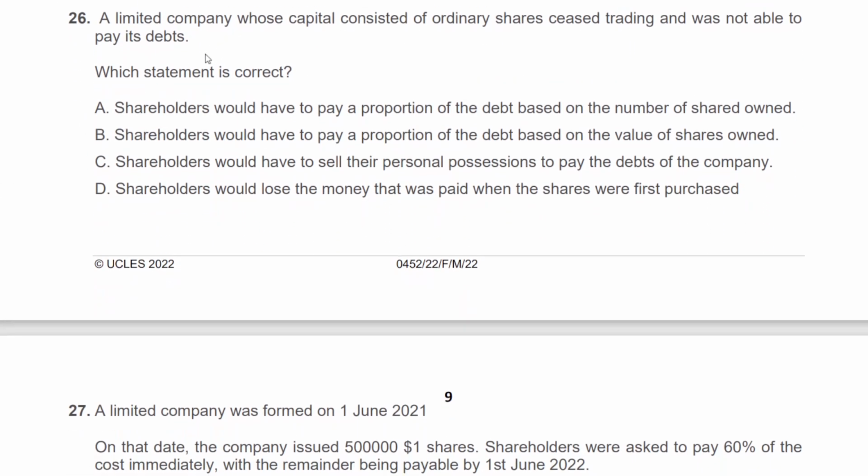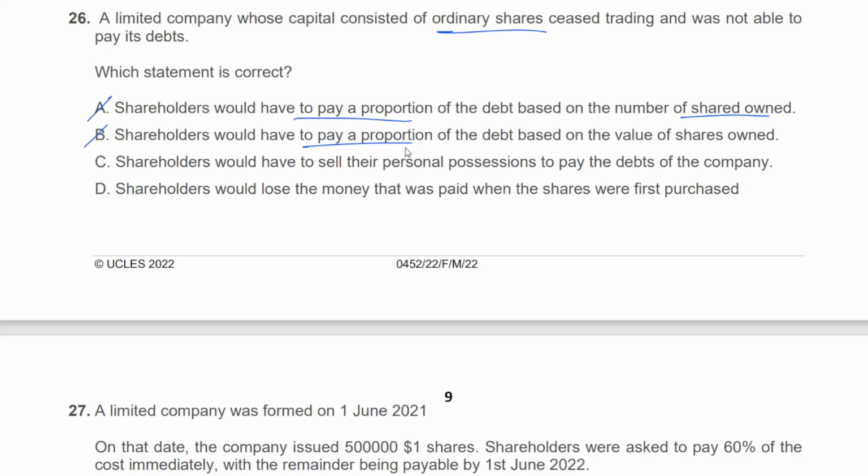Number 26. A limited company whose capital consisted of ordinary shares ceased trading and was not able to pay its debts. Which statement is correct? Shareholders would have to pay a proportion of debt based on the number of shares owned. What do you think? Definitely not, because it's a business where you have limited liability. That means you lose the money you invested, but you don't have to pay anything if the company went bankrupt. Shareholders would have to pay a proportion of debt based on value. No, no, no. They don't have to pay anything.